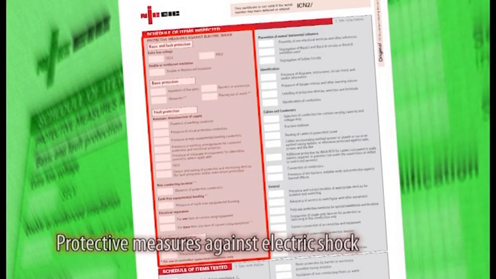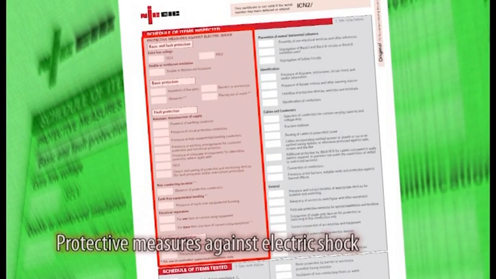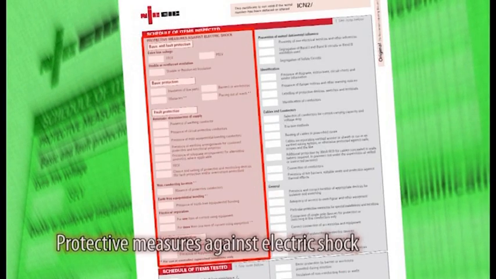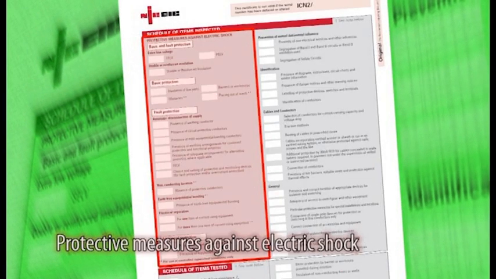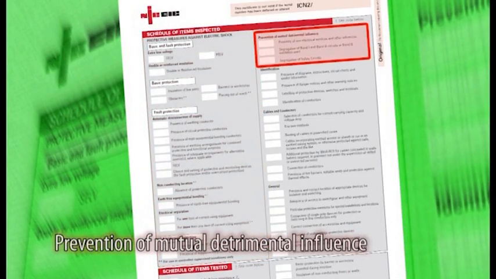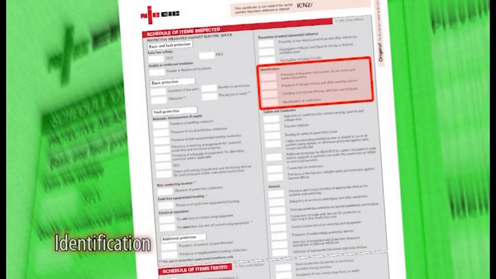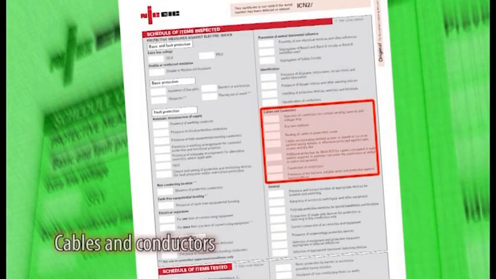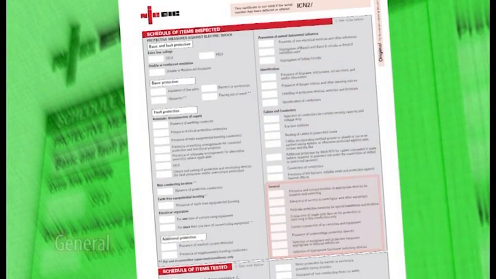There are 5 main headings on the Schedule of Inspections. The first is Protective Measures Against Electric Shock, which, so you're aware, is titled Methods of Protection Against Electric Shock on the schedule shown in the regs. Then we have Prevention of Mutual Detrimental Influence, Identification, Cables and Conductors, and General. Under each heading are a number of items to be checked throughout the installation.